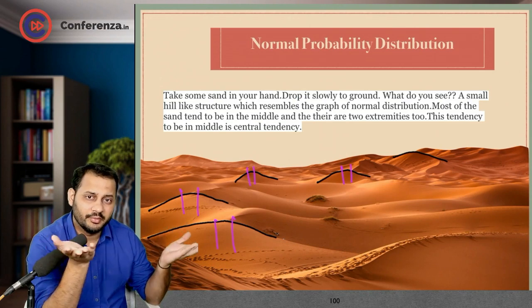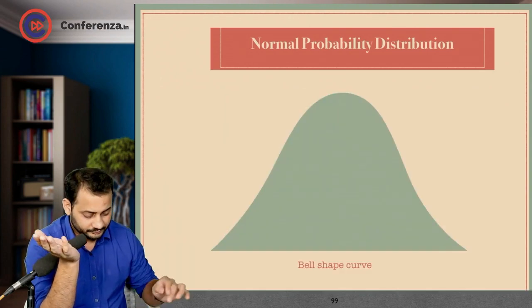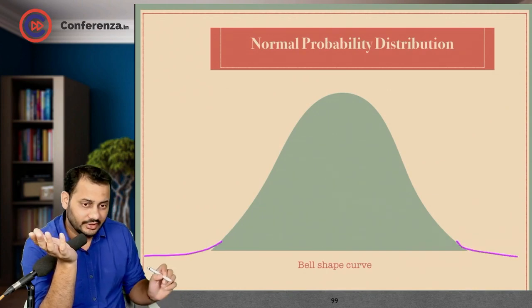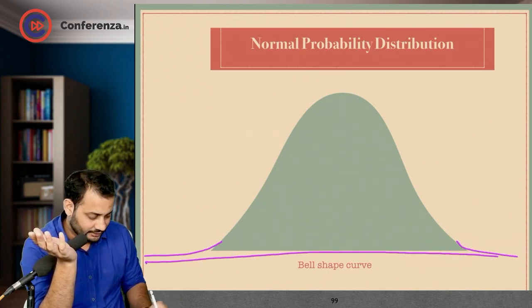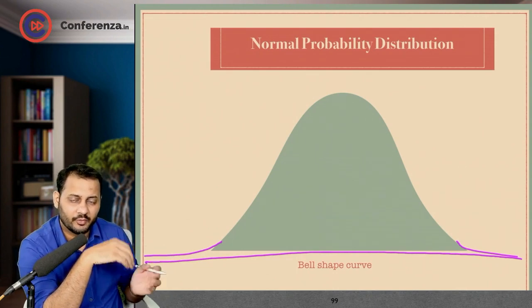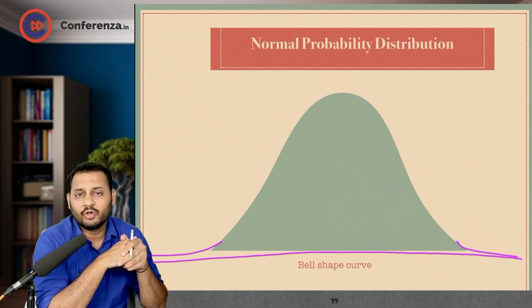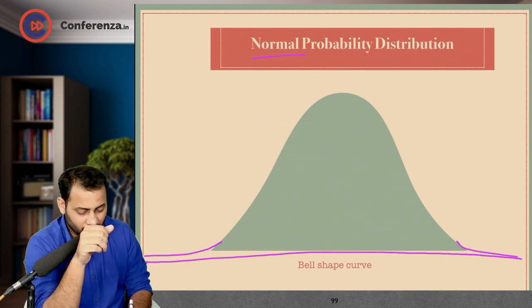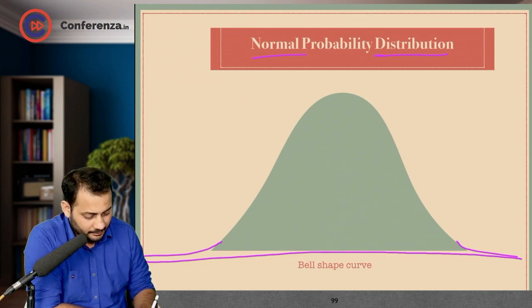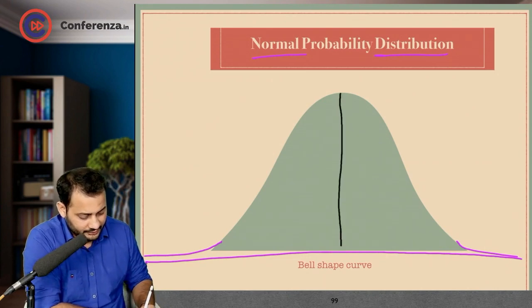So there is no limit. You will understand that this will never touch the x-axis. It will always be like this. It will never touch the x-axis, this line. Okay, so this is what the normal distribution is.